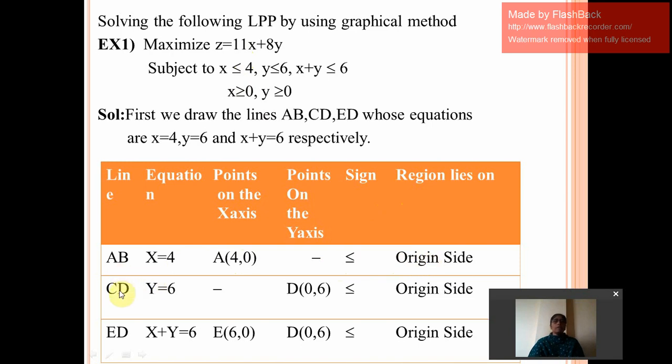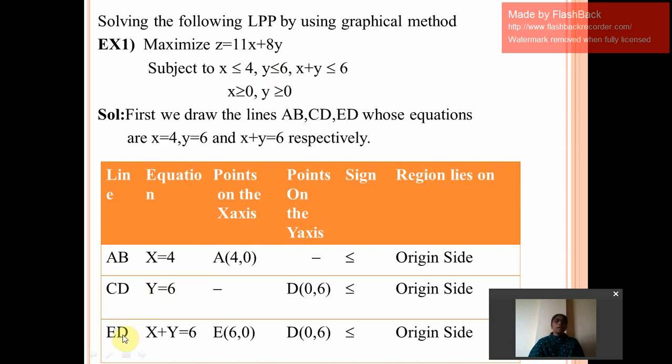Second line CD. CD equation y is equal to 6. Point on y-axis, x coordinate 0. Then coordinates 0, 6. Second constraint less than or equal to. Region lies on origin side.